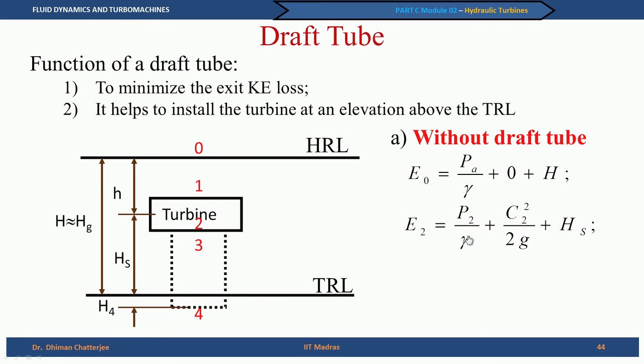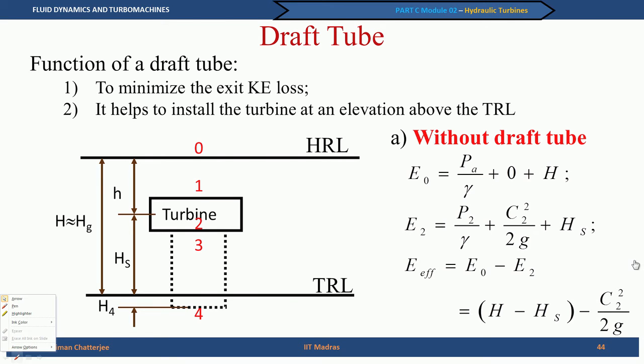This gamma is nothing but rho times g, and we can say that E effective is E0 minus E2. Now, when you do E0 minus E2, you are saying how much of the energy can be extracted in principle from the fluid. Here we have said P2. What is P2? P2 is at the exit of the turbine and there is no draft tube. That means the exit of the runner itself is open to atmosphere, and hence P2 is equal to atmospheric pressure. So, these two get cancelled.